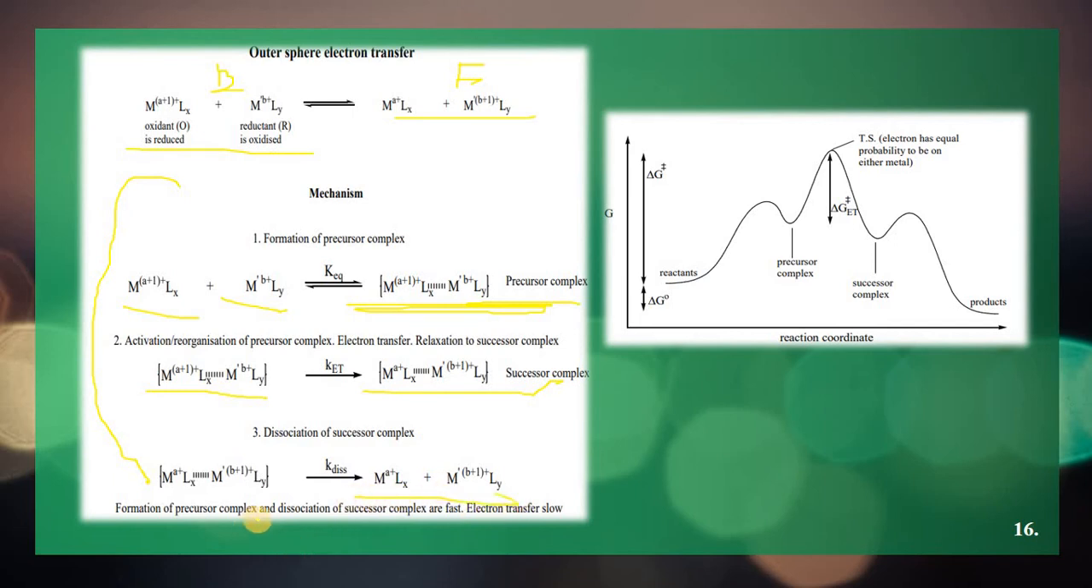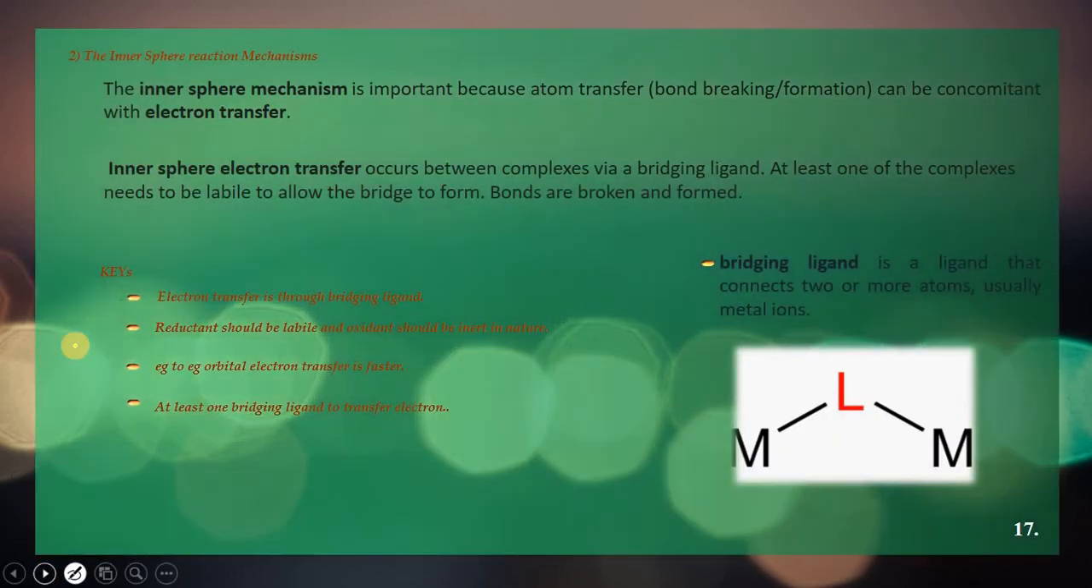So the formation of precursor complex and dissociation of successor complex are fast. That is, electron transfer is slow. And this is the reaction coordinate, that is the graphical illustration, which I illustrated in my pictures. So now I will be progressing to the inner sphere reaction mechanism, which is under the redox.